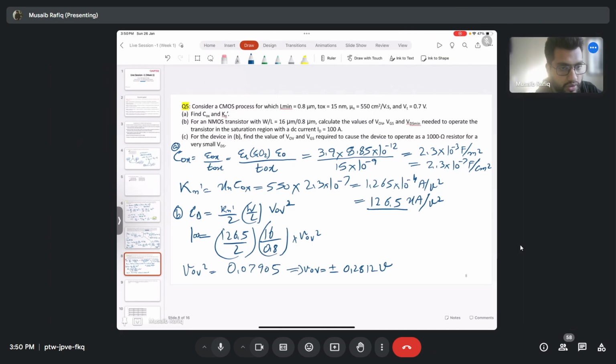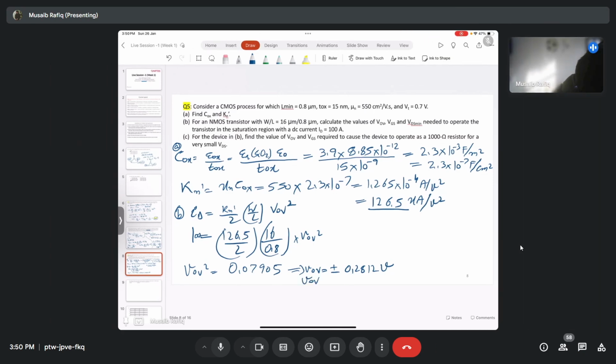So the overdrive voltage is equal to 0.2812, and VGS minus VT is equal to 0.2812. That implies VGS is equal to 0.28 plus VT. How much is VT? 0.7. So VGS comes out to be 0.9812. So this was my part B.